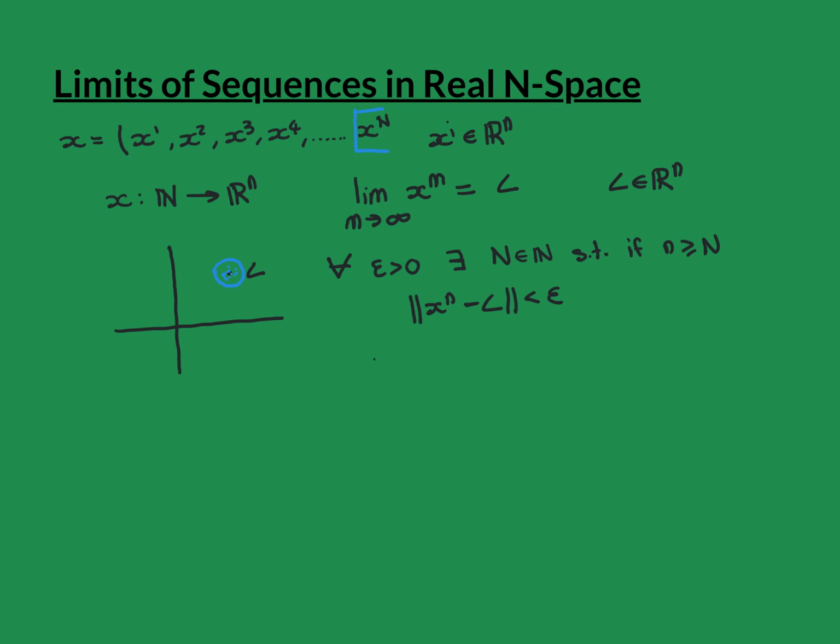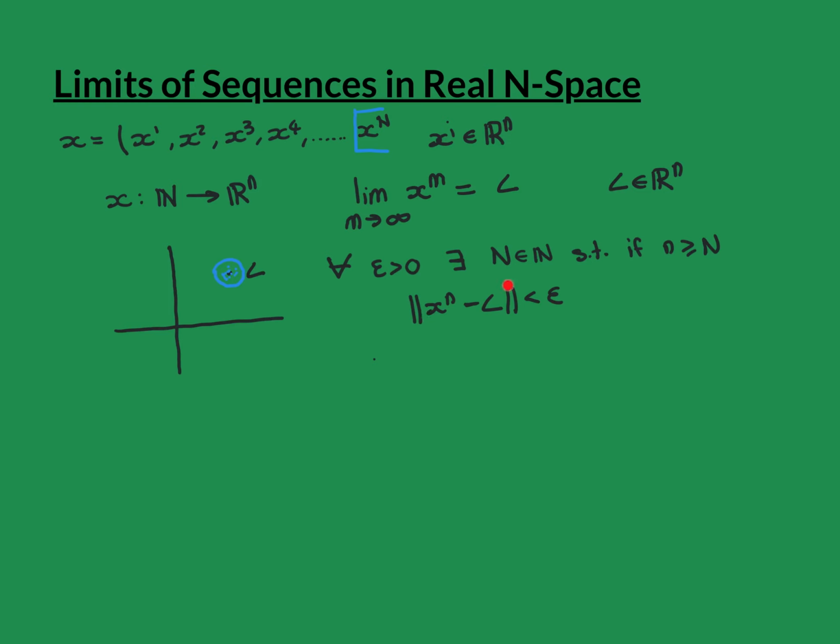And that captures the intuitive notion of our sequence of vectors converging to this limit vector L. So it is of course very similar to the definition for the limit of a sequence of real numbers. The difference is that the notion of the distance between the terms of the sequence and the limit has changed.